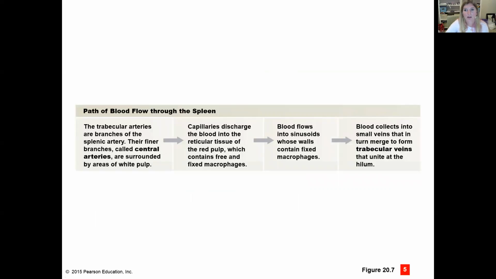This is the pathway of blood flow through the spleen. It starts with the trabecular arteries, which are branched from the splenic artery. Then there are finer branches called central arteries. I suggest flow charting all of this out, right? It's flowcharted here, but it's very general, so be specific in your flowchart. Then the capillaries are going to take that blood into the red pulp, where there are macrophages to gobble up, like Pac-Man, and then it's flowing through the sinusoids, where there are more macrophages, and then the blood's going to collect into smaller veins and merge with the trabecular veins, which go to the hilum, which go to the splenic vein, which takes everything back out to the inferior vena cava.